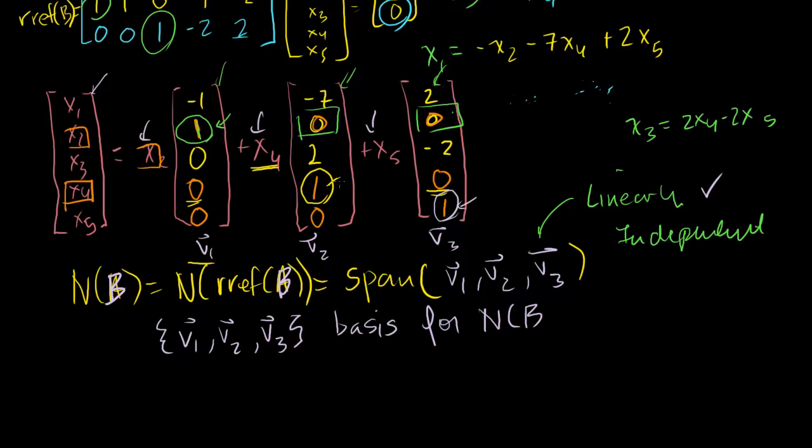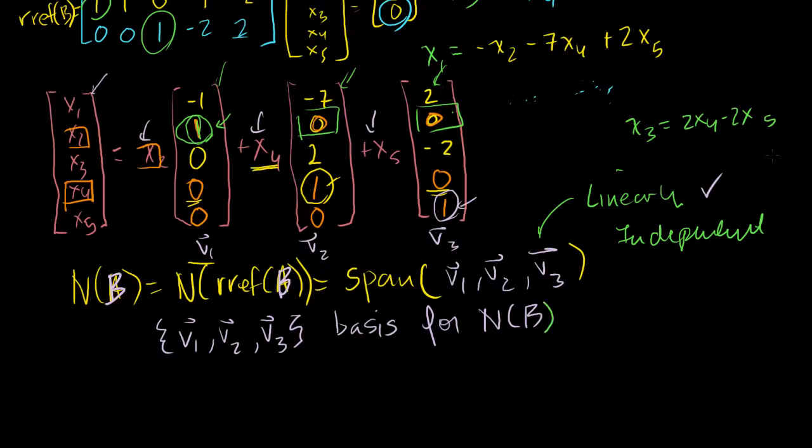And that's equal to the span of these vectors. So these vectors, and we just said that they're linearly independent. We just showed that because there's no way to get that one from these guys, that one from these guys, or that one from these guys. These guys form a basis for the null space of B. Now, this raises an interesting question.